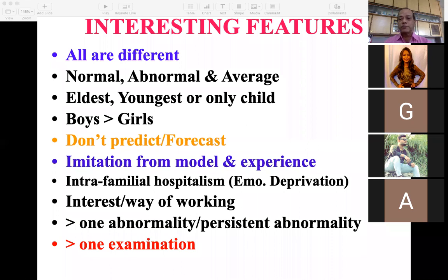Intrafamilial hospitalism: if a child does not get emotional support, if a child does not get the opportunities, this is known as if he is in the hospital. So he is emotionally deprived, where the parents or the relatives are not coming to meet him. He is admitted, so he cannot do the maximum activities. That's why it is known as intrafamilial hospitalism, or emotional deprivation. We already said emotional quotient is more important in the present era than the intelligence quotient.